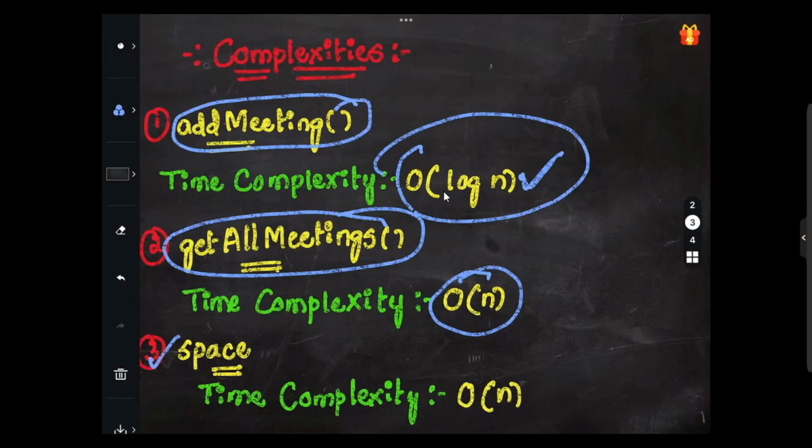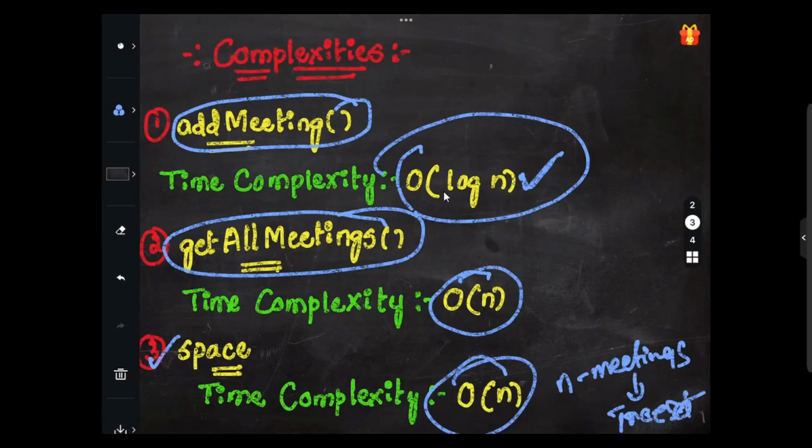In this case, space complexity for the whole code is O(n), because we are storing n meetings in the tree set. So the time complexity is quite obviously O(n) here in this case, right? The time complexity for the add meeting method is O(log n). The time complexity for the get all meetings method is O(n), and the space complexity for the entire code is O(n), because we are storing n meetings in the tree set.